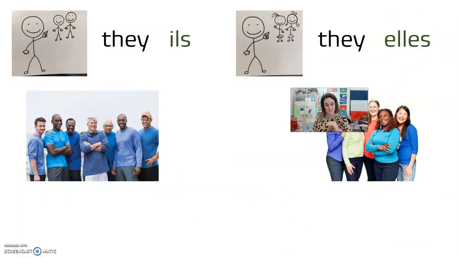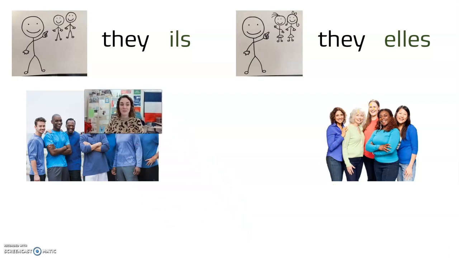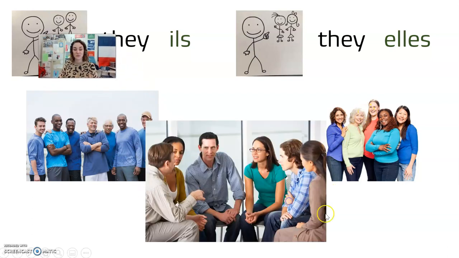Last but not least, this is the last part. This group of men over here is ils, right? It's a group of guys, masculine, ils. Over here we have a group of women, so they're elles. My question for you is, what do we do with this? What do we do when we have a group of guys and girls? The answer is ils. You make it masculine. But there's women there. Doesn't matter.